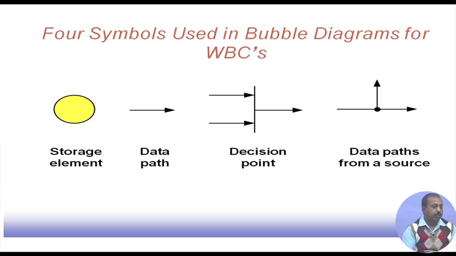Now, in the case of this WBC, the operations are often specified by means of some symbols and diagrams. They are known as bubble diagrams. In a bubble diagram, we have this sort of structure: a storage element, then a data path, then a decision point. Two data paths come here, and based on some select line, either of the two data paths will be passed to the output. That is the decision point.